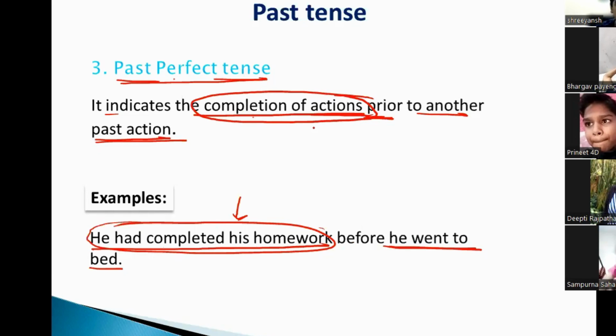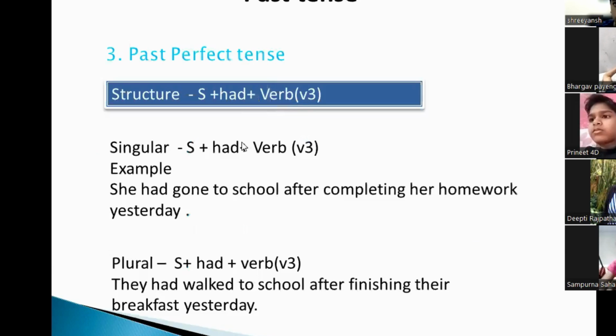Understood? Okay. Clear to everybody? Yes, ma'am.